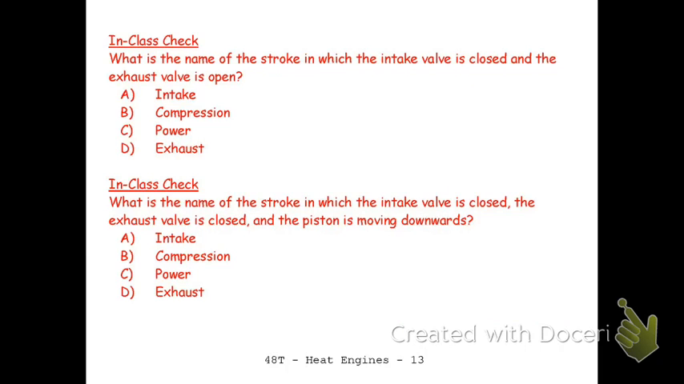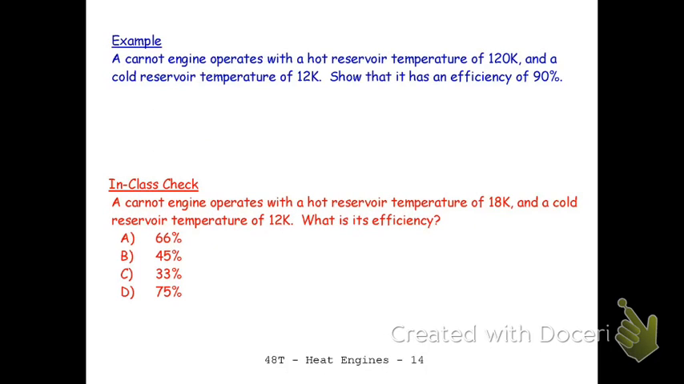Okay. What is the name for the stroke in which the intake valve is closed and the exhaust valve is open? Yeah, it kind of goes like that, doesn't it? What's the name for the stroke where the intake valve is open and the exhaust valve is closed? The intake. Yeah. The other two, they're both closed. What is the name for the stroke in which the intake valve is closed, the exhaust valve is closed, and the piston is moving downwards? Power. It's pretty straightforward. This is easy, low-hanging fruit.